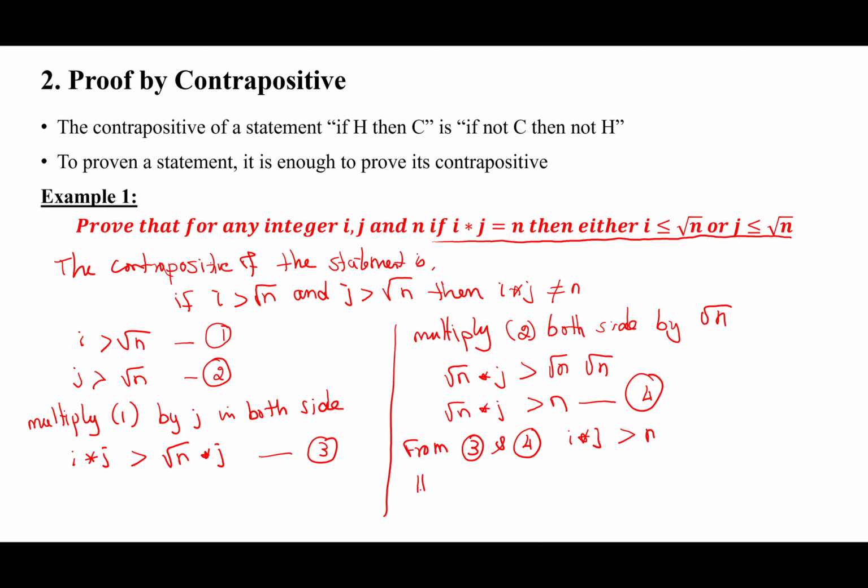So hence I into j is not equal to n. So the contrapositive of this given statement is true. Hence the given statement is also true. So this is about the proof of contrapositive.